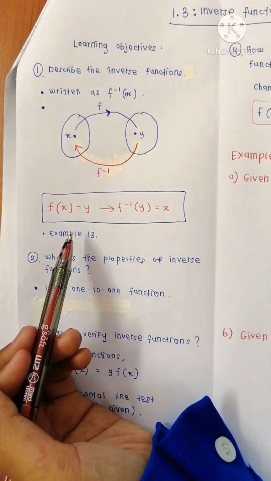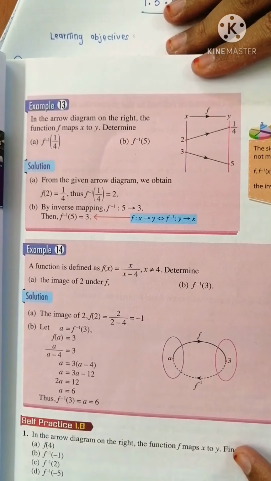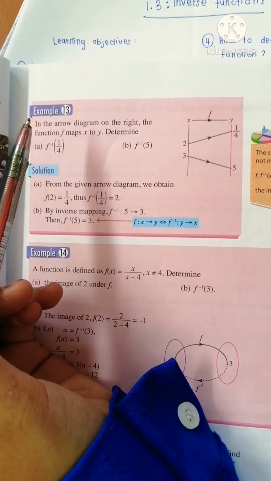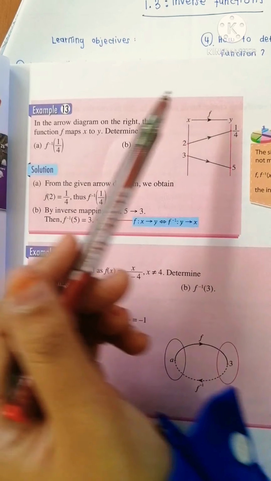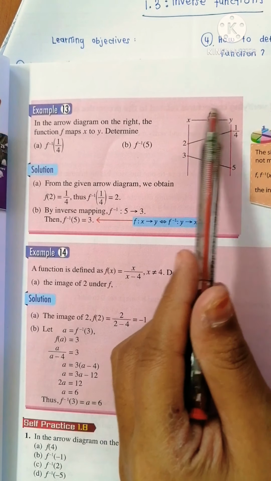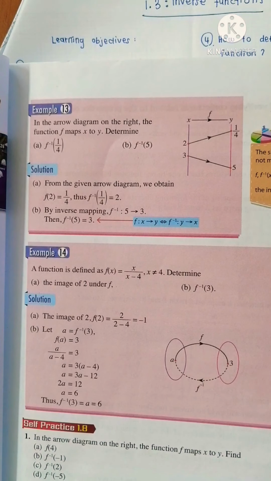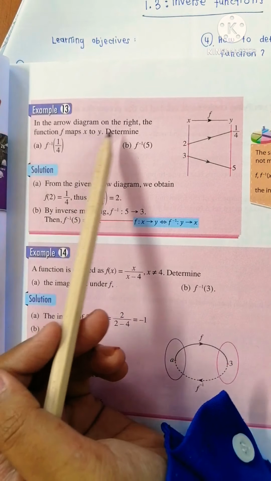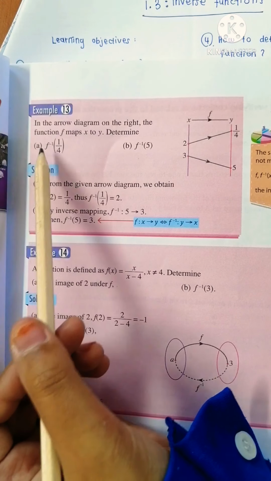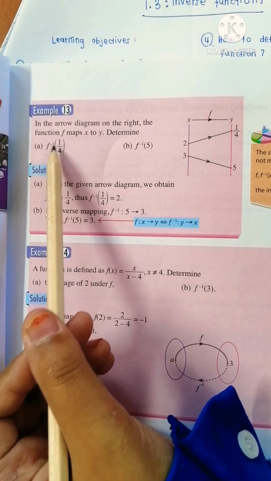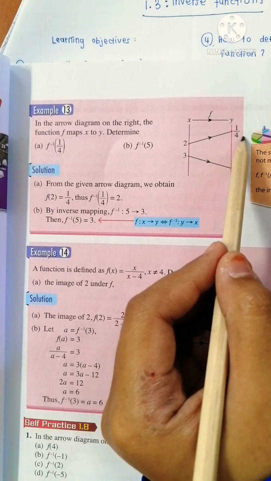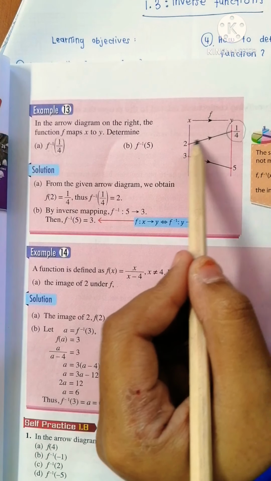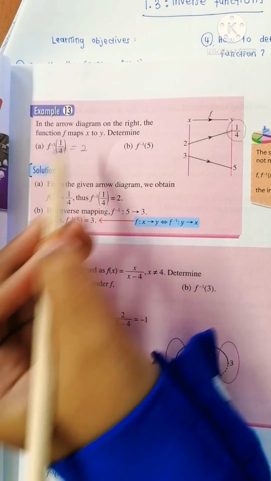Now look at example 13. In the arrow diagram on the right, the function f maps x to y. This is the normal function that you already learned. Now what happens when the question asks you to determine the inverse function f inverse of 1/4? So 1/4 becomes the object for the inverse function, and the image is 2.